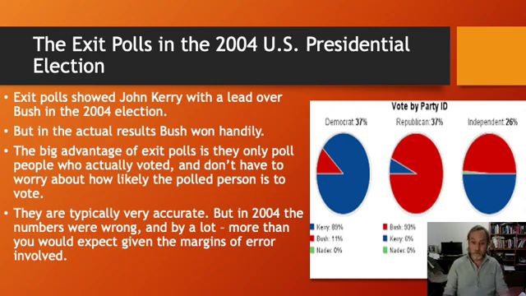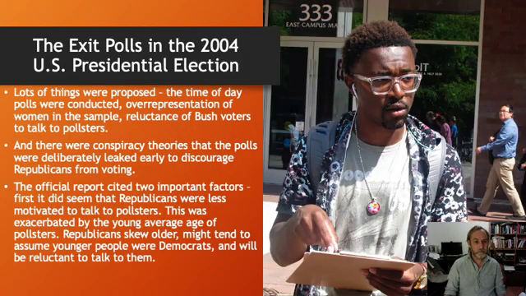But if you're standing outside the polls, right, asking people as they walk out, hey, who'd you vote for? Much more accurate. But nonetheless, in 2004, the exit polls showed John Kerry with a huge lead over Bush, right? Bush Jr. But then when the actual results came in, Bush actually won, very easily, right? So the question is, what the heck happened, right? Well, lots of potential answers to that question were proposed, right?